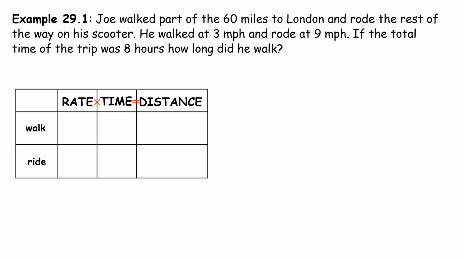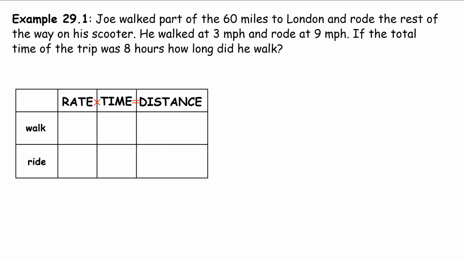Okay, so this is the second kind of uniform motion problem we did, where we had total distance this time. We could figure out their total distance. So Joe walked part of the 60 miles to London and rode the rest of the way on his scooter. He walked at 3 miles per hour and rode at 9 miles per hour. If the total time of this trip was 8 hours, how long did he walk?